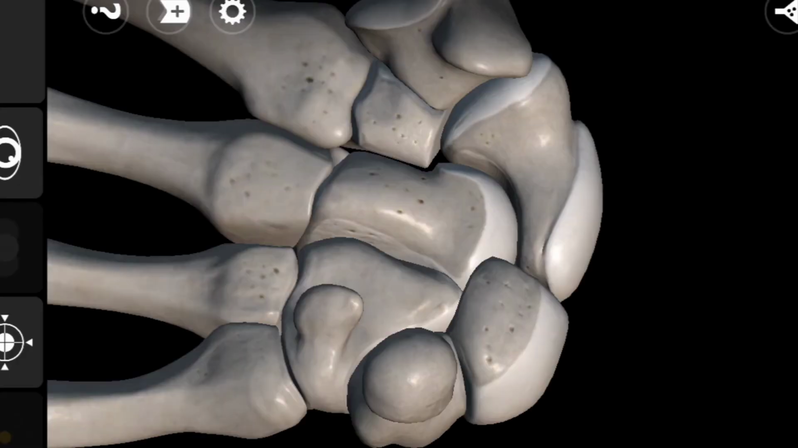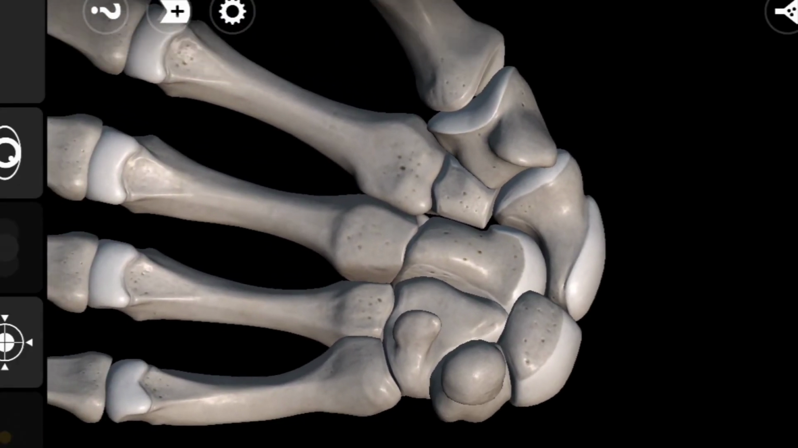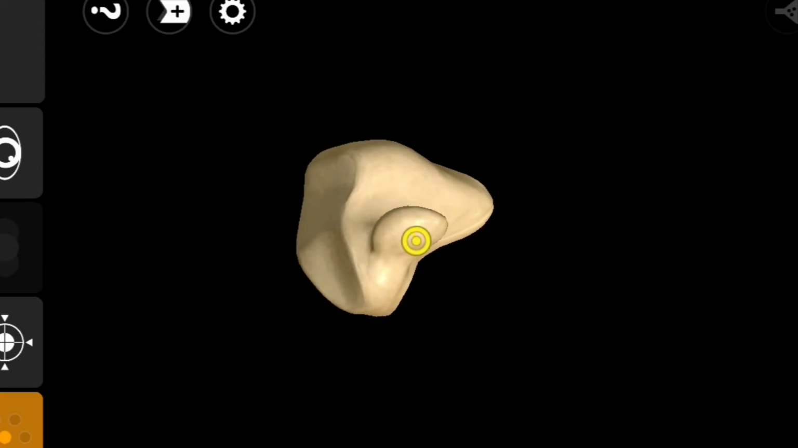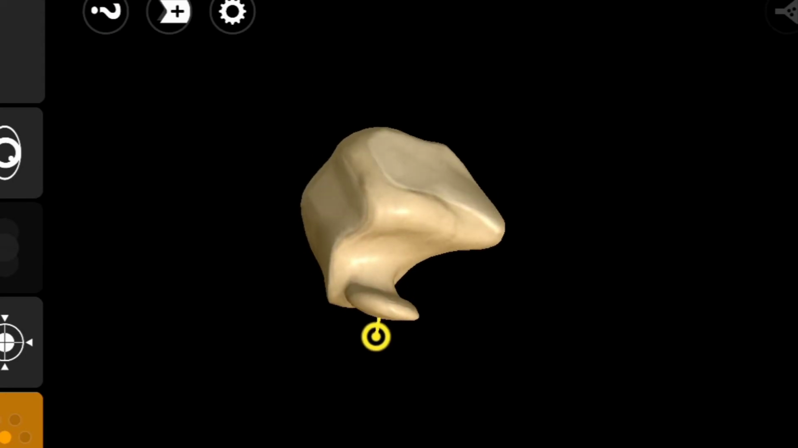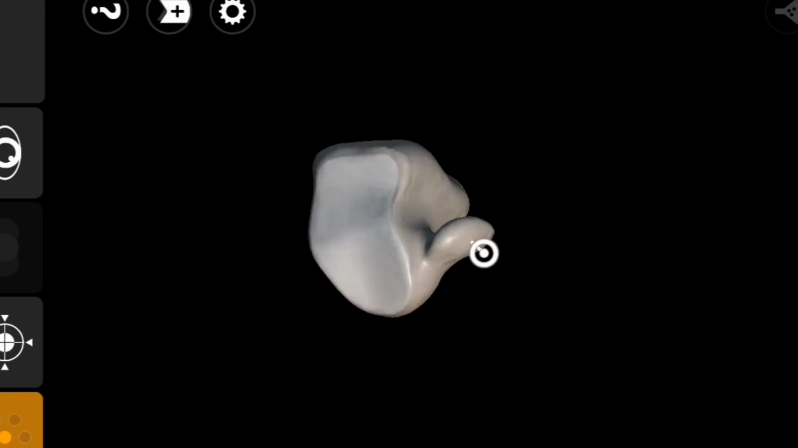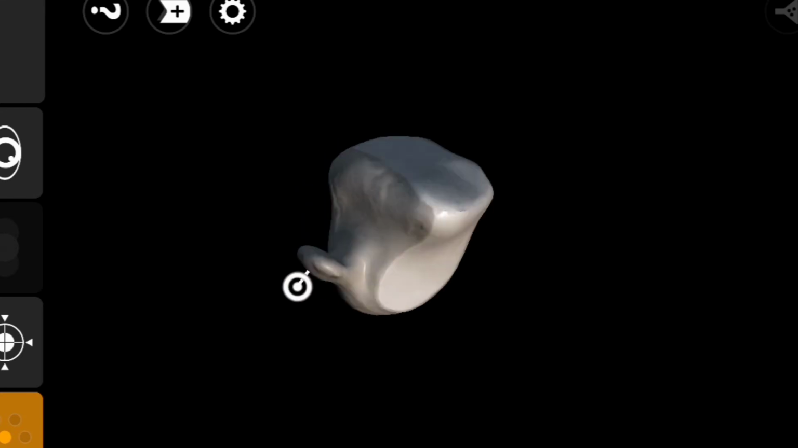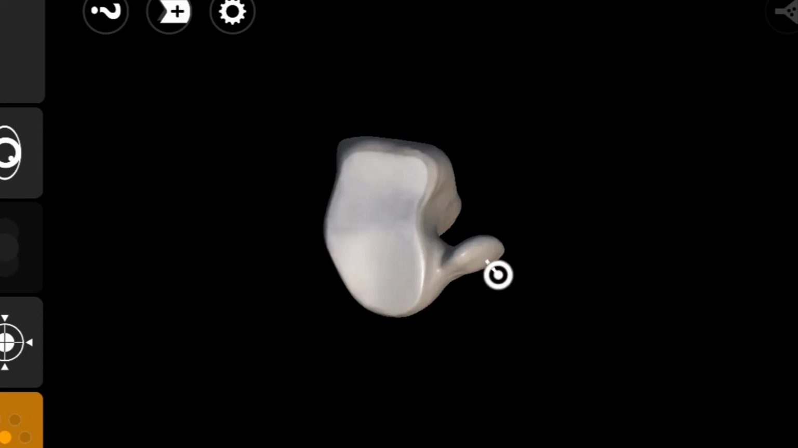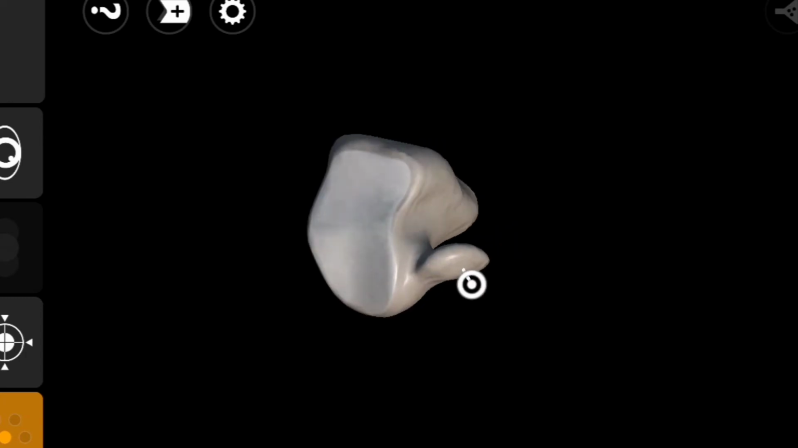Now we will see the last bone of the carpals, known as the hamate bone. This is the hamate bone. This is a hook-like bone. It has a hook. This is the hook of the hamate. This is for the attachment of muscles and ligaments. This is the hook of the hamate.